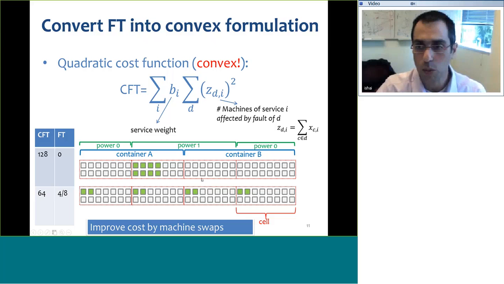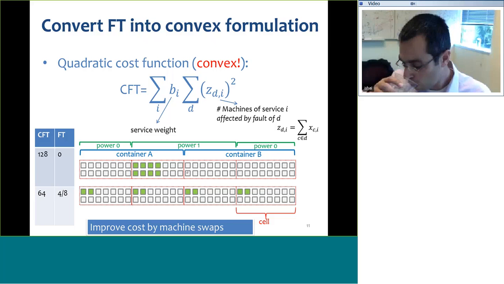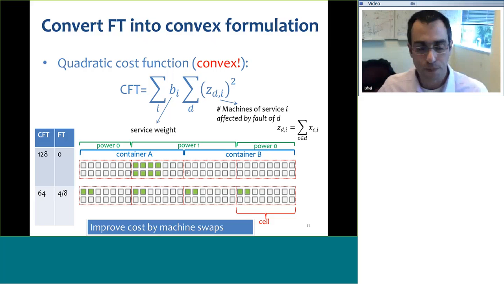So the way that we approach this problem, we said, okay, there are these approximation algorithms, but we have these multiple metrics. We want to have something nice that is simple and can be deployed in production. And what we did is the following. We defined a quadratic cost function, which is basically a sum of squares, where each element in the sum of squares, denoted Z_DI, is the number of machines of service I that are affected by the fault of domain D.